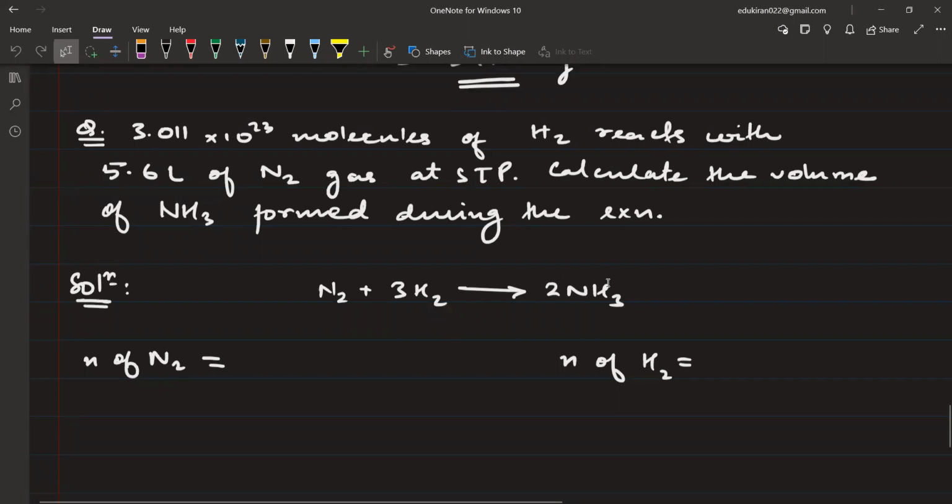I don't know what is that, Fahad. What is this answer, Fahad? We can find the volume, of what? Volume of NH3 formed. Okay, we will see. What was the limiting reagent here, Fahad?